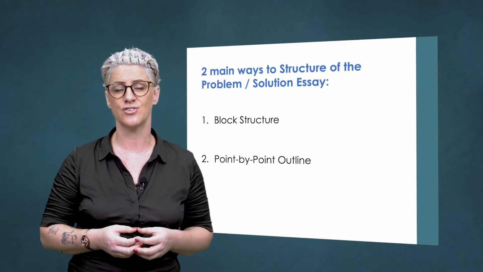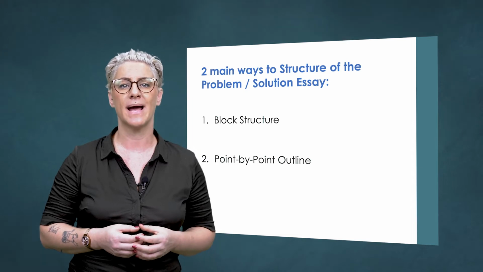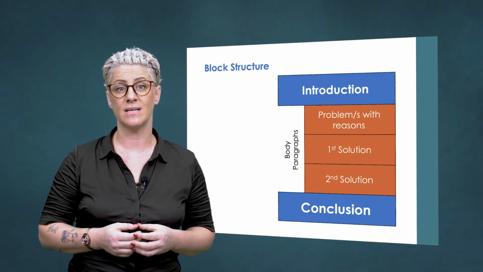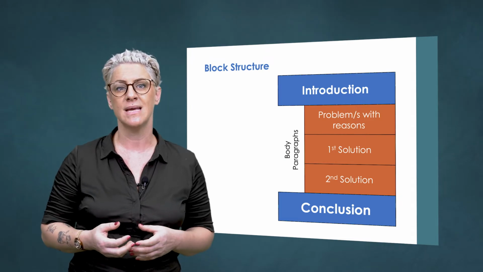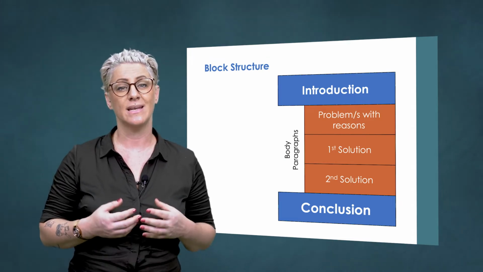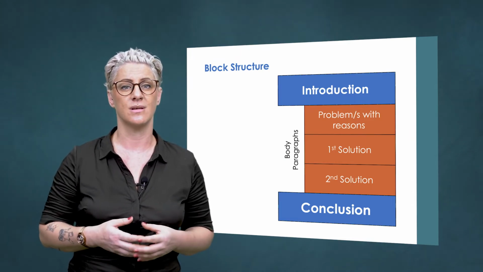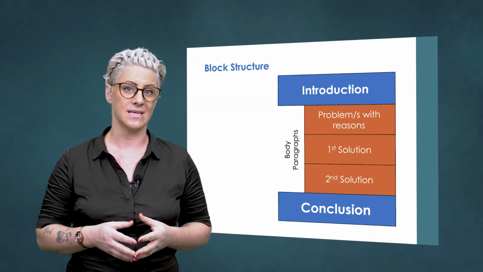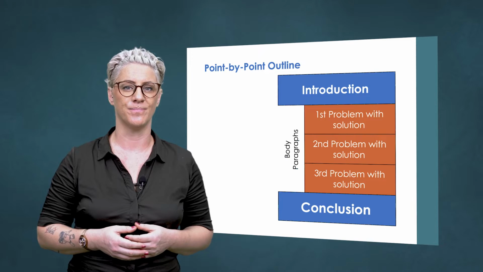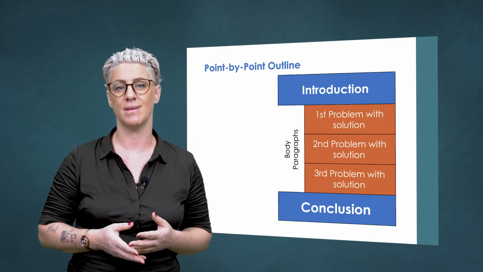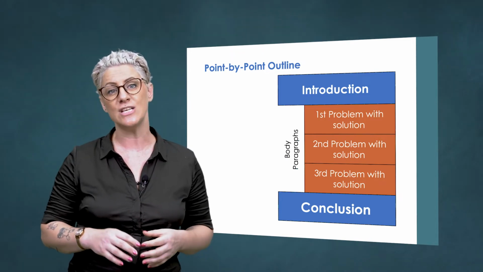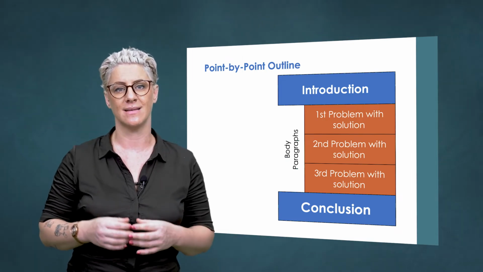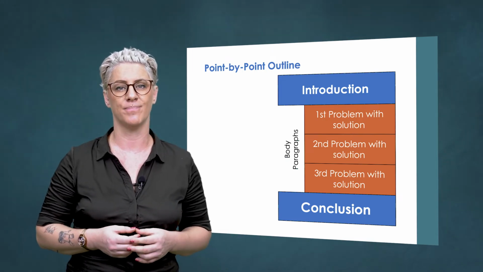One is a block structure and the other is a point-by-point structure. In the block structure, we can write about the problem or problems in the first body paragraph, and then we can write about the solutions in the next two body paragraphs. The other method is the point-by-point structure. Here, you can write about the problem and the solution in each body paragraph. So each problem is followed immediately by the solution to that problem.